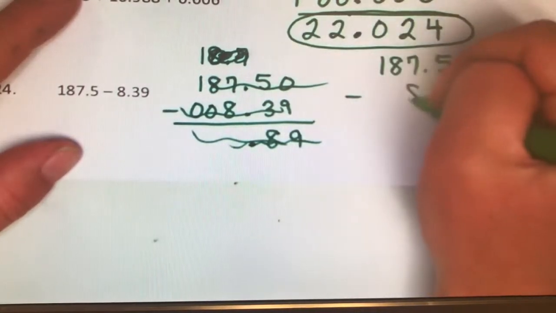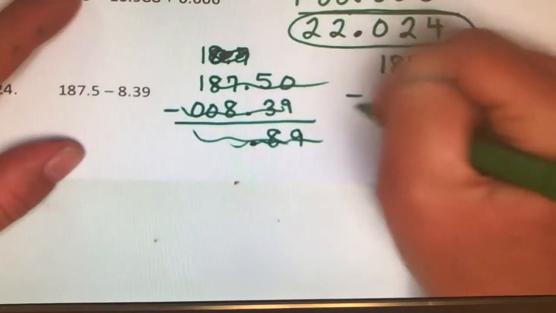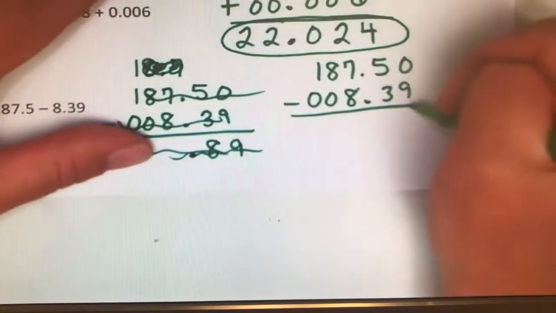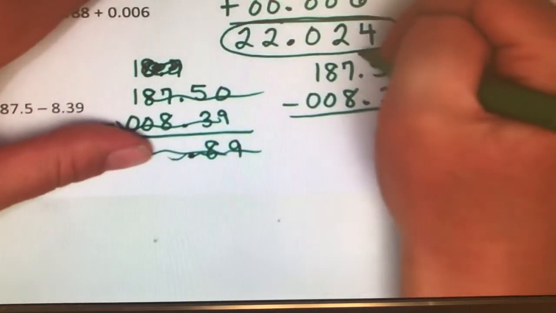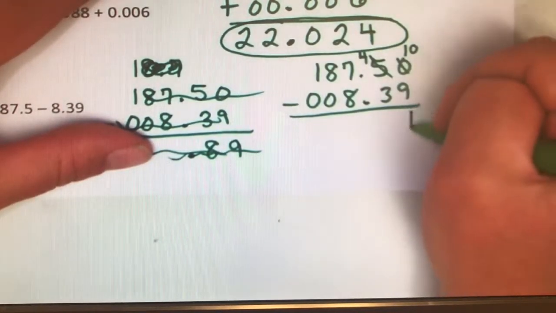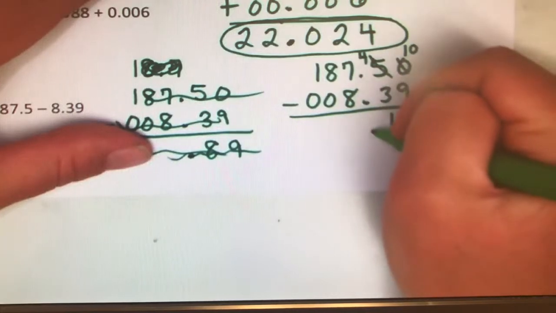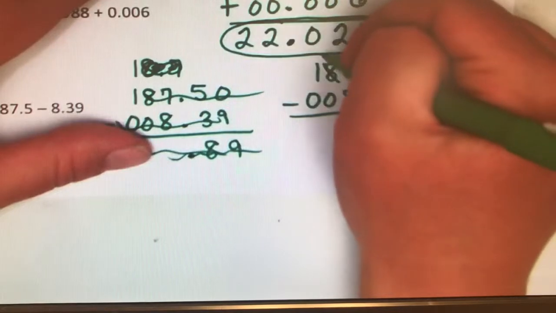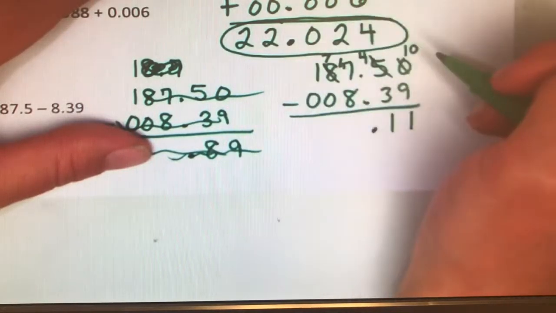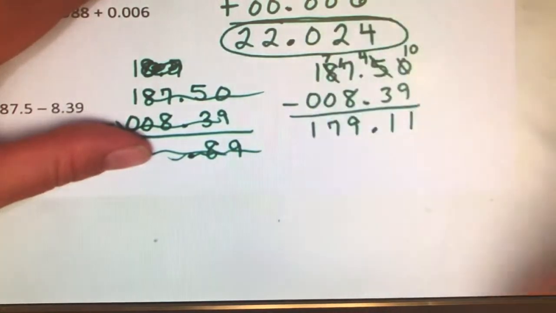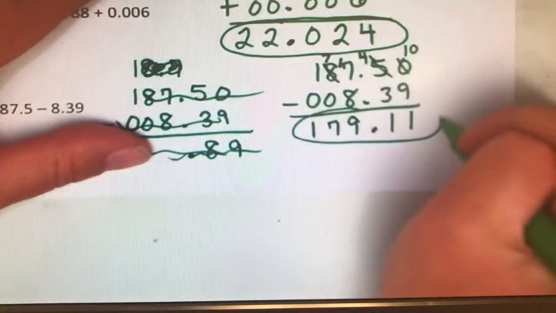187.5 minus 8.39. Okay, here we go. Let's start this over. Okay, we cannot do 0 minus 9, so I need to borrow from the 5, make that a 4. This becomes 10. 10 minus 9 is 1. 4 minus 3 is 1. Bring down your decimal. 7 minus 8, I cannot do. Borrow from the 8, make that 7. So this is 17 minus 8, which is 9. 7 minus 0 is 7. 1 minus 0 is 1. And then I get 179 and 11 hundredths.